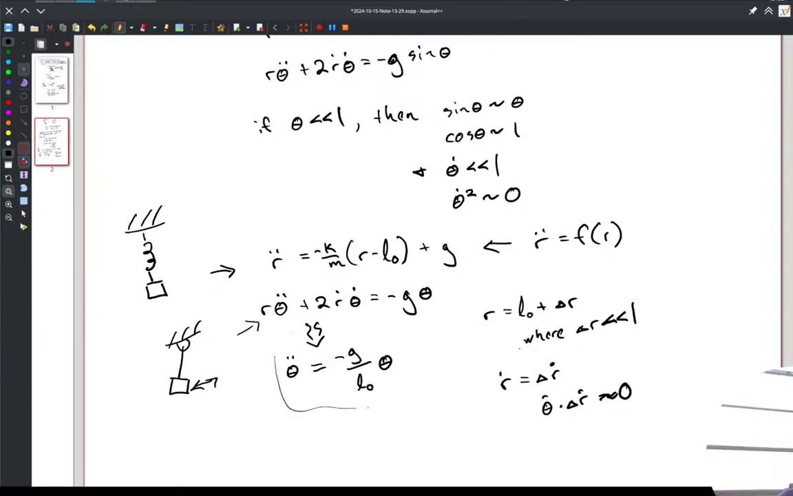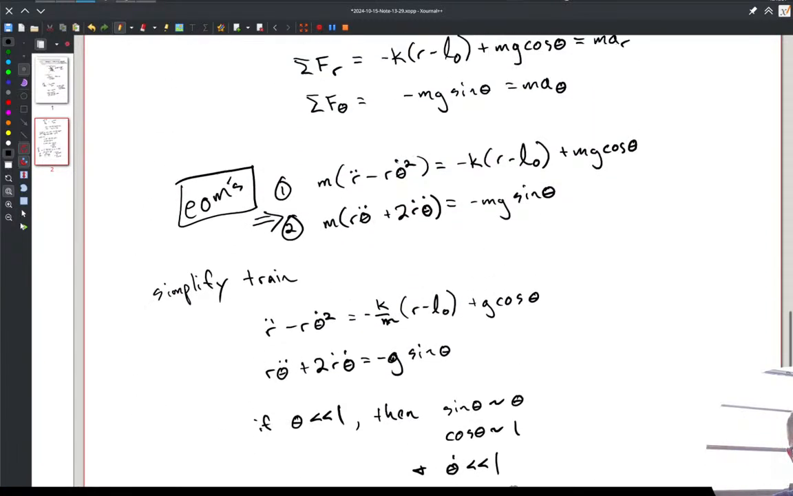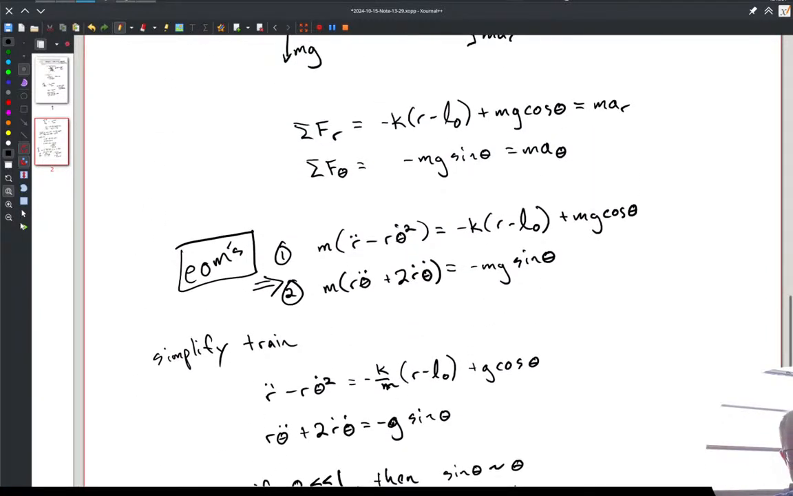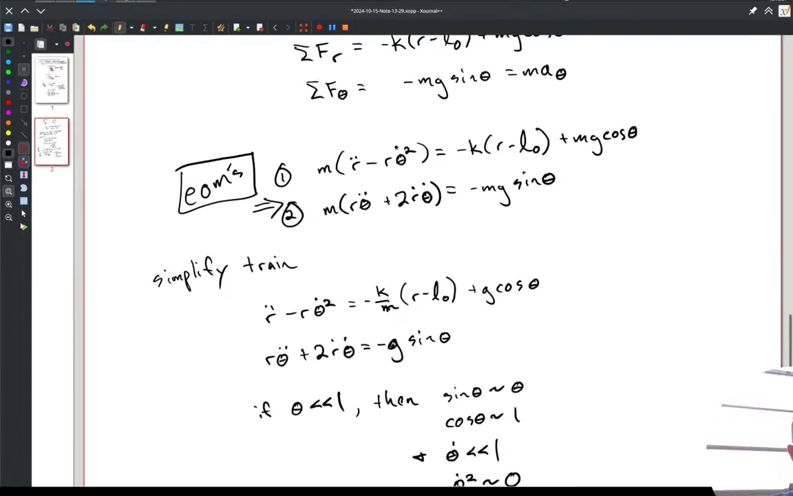So now I have a simple pendulum equation and a simple spring. When I say simple, what I really mean is that it doesn't have complicating nonlinear effects. Not that the problems are simple and you should immediately understand them. So we have this simple pendulum equation and a simple spring equation, based on these original nonlinear equations of motion. So that's our simplifying train.